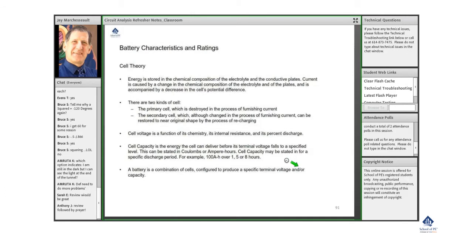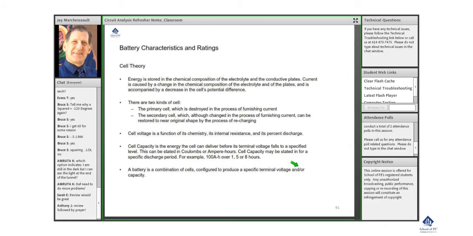They talk a lot about amp hours when they start talking about electrical storage. So an example, 100 amp hours over a 1, 5, or 8 hour period. Different lives.